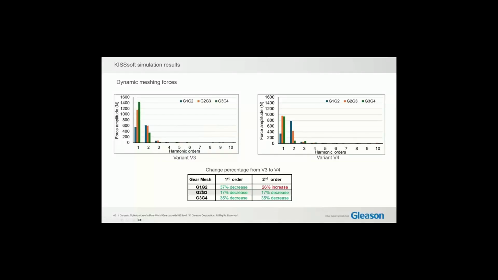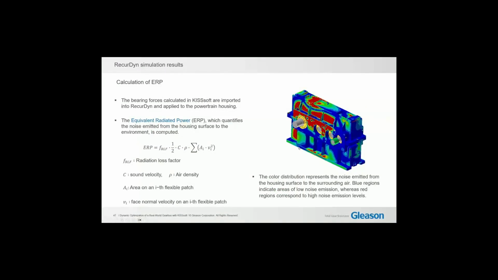And you see, for example, for the first pair, comparing the first harmonic, we see a significant decrease, but on the other hand, for the second harmonic, it's about a 26% increase. But for other pairs, the second pair and the third pair, for two harmonics, we see a reduction in the peak-to-peak forces.